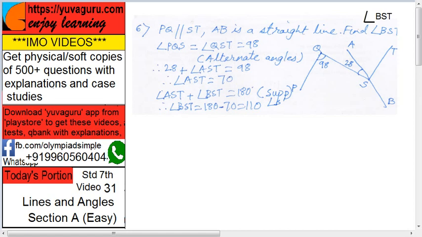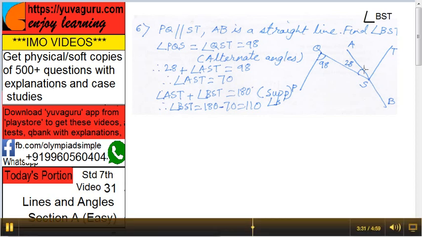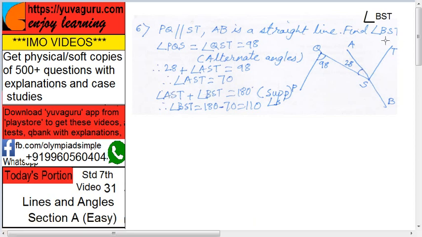Now you have got AST, but what do you want? You want BST. Now what about BST? AB is a straight line, right? So the sum of all the angles on AB will be 180, because that's a straight angle, or you can call it supplementary. So AST plus BST equals 180 degrees, the total of these two angles. But you know AST is 70. So BST equals 180 minus 70, that is 110.